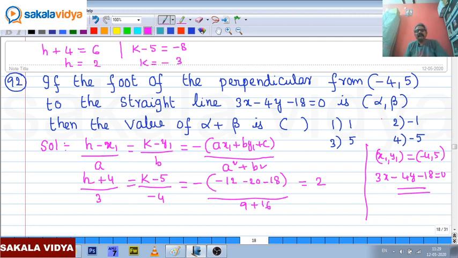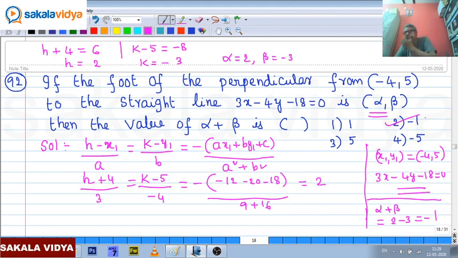So here what is given? h comma k is equal to alpha comma beta. So that means alpha is equal to 2, beta is equal to minus 3. We need to find out alpha plus beta. That is 2 minus 3, so minus 1. The second option is the right option.